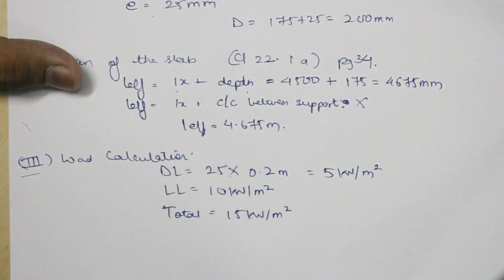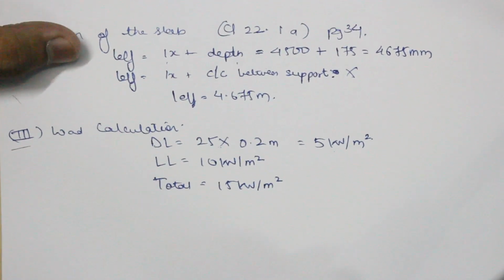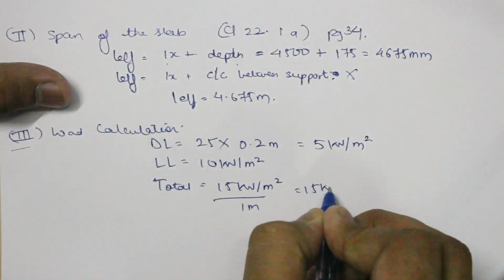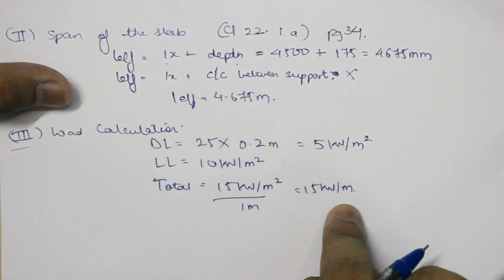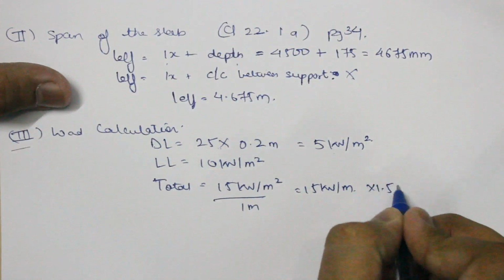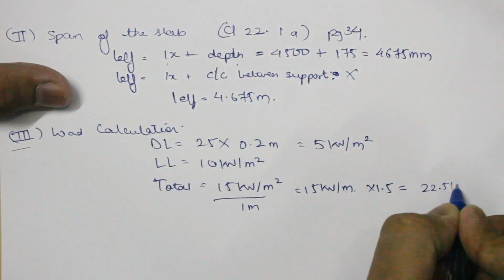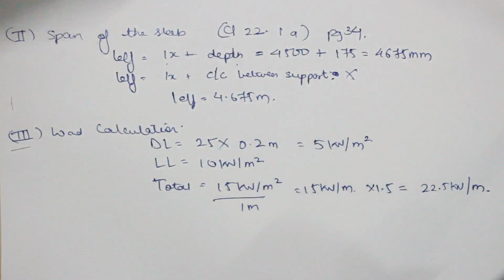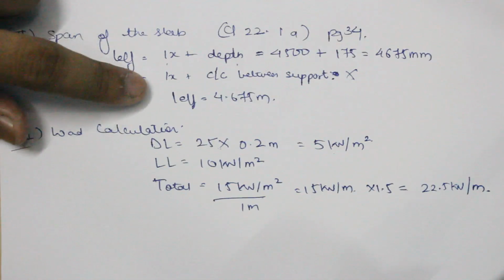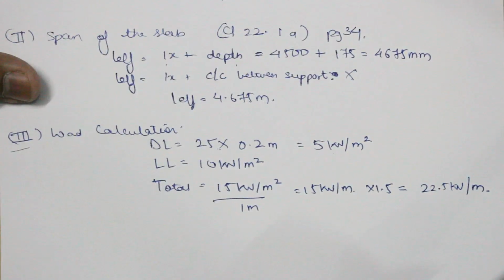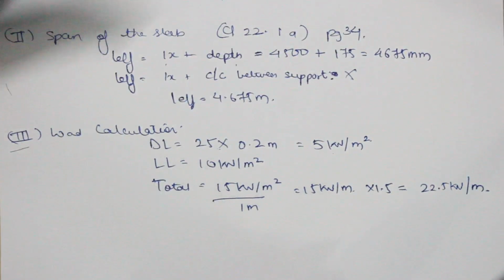And we always calculate load acting per meter width of the slab for designing slabs. So I'll divide it by 1 meter, which is 15 kilonewton per meter, and we will also multiply it by 1.5 to get the factored load, which is 22.5 kilonewton per meter. So you have the depth of the slab, you have the span, and you have the total load acting on the slab. So you can also now calculate the moment.